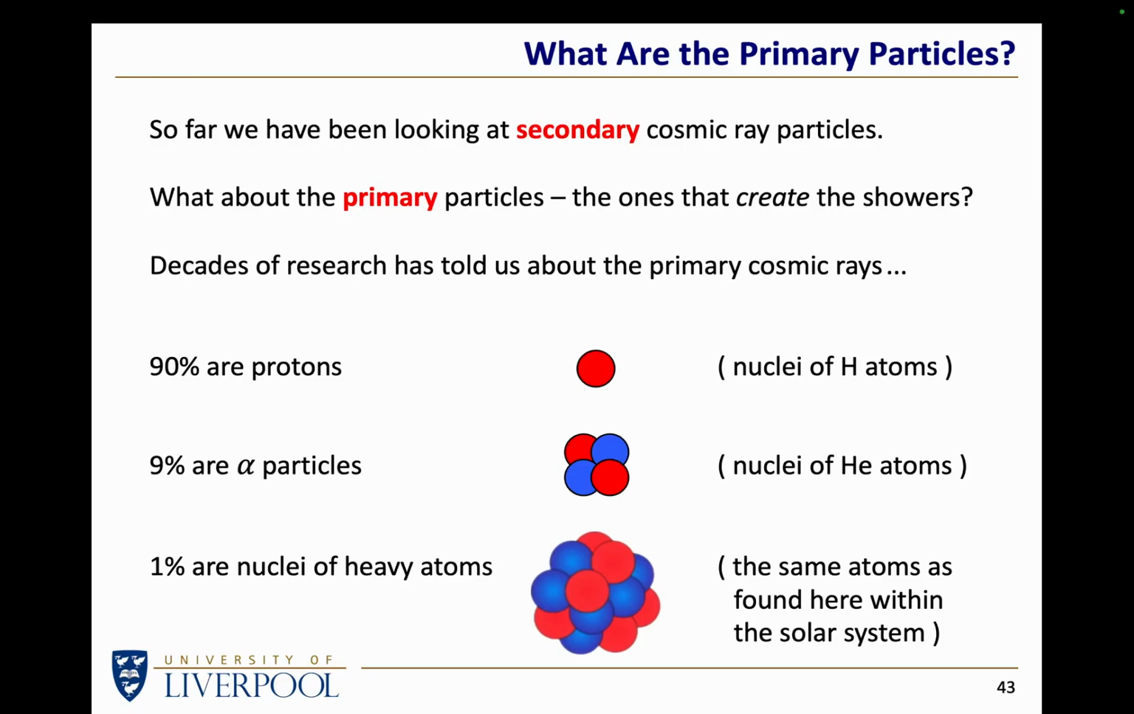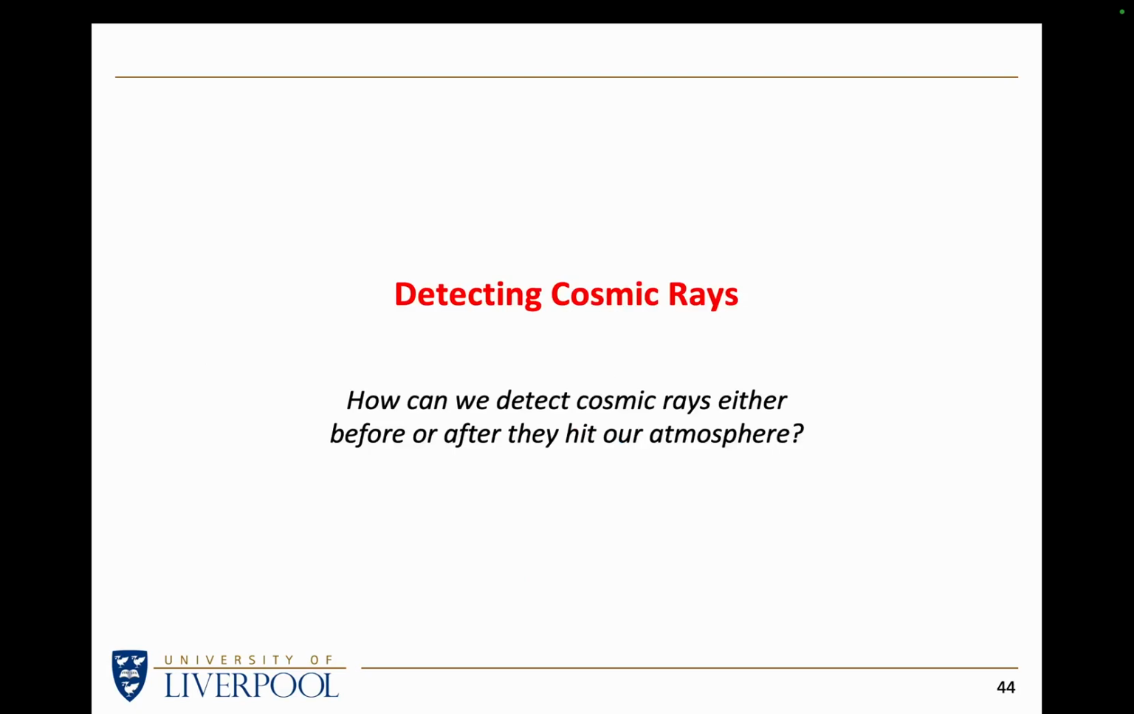It could be carbon or nitrogen or oxygen or iron or lead or in principle anything. When you strip the electrons off, you're left with a positively charged nucleus. That's everything that comes into that 1%. So most are protons, some are alphas, 1% is everything else we can think of. That's what is hitting the top of our atmosphere.